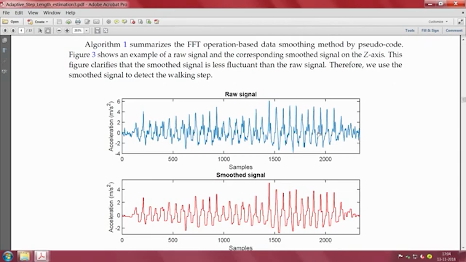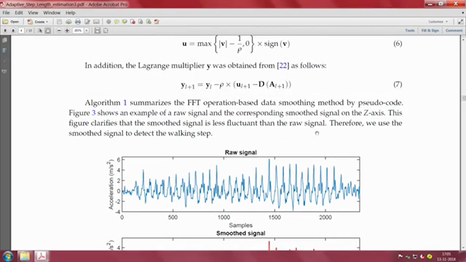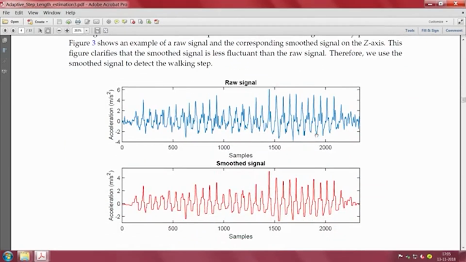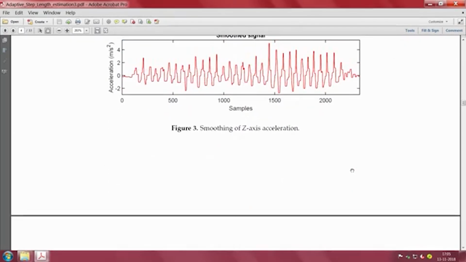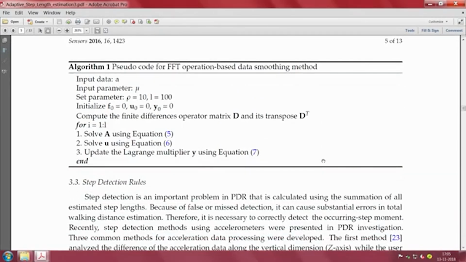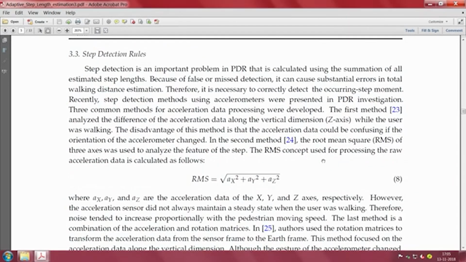After you do FFT, then you go back and do the inverse FFT, and then you use the Lagrange multiplier y which was obtained from some other expression, and then you plot it back, you get back this nice smoothened signal of the z axis, which is nothing but the y, the vertical displacement, which is essentially the yaw of the phone. Then there is a nice pseudo code which is talking about how you do the smoothing of the signals, and then step detection rules.